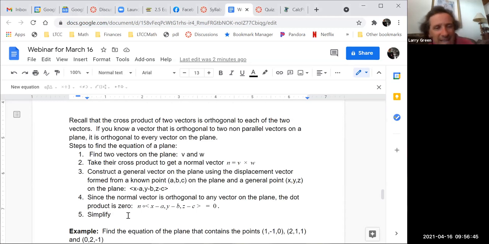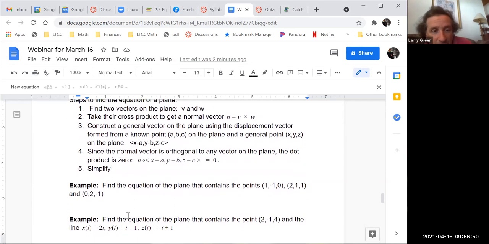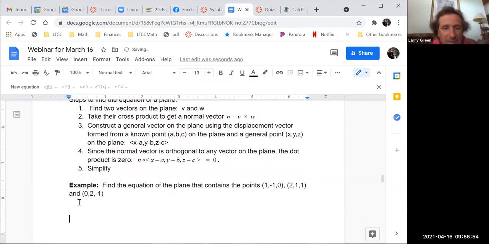Okay, so again, it's a lot of instructions. Let's do it by example. It's a lot easier to understand. And this comes up in a big way. So it says, find the equation of the plane that contains the points 1, negative 1, 0, 2, 1, 1, and 0, 2, negative 1.